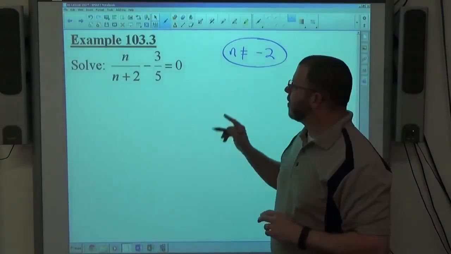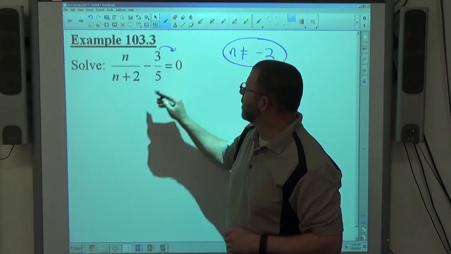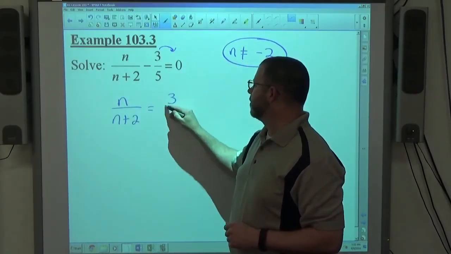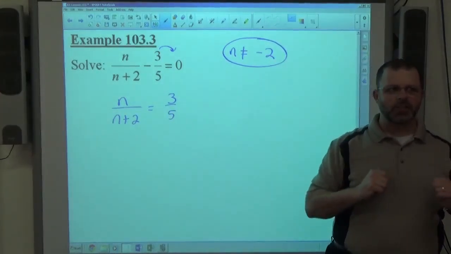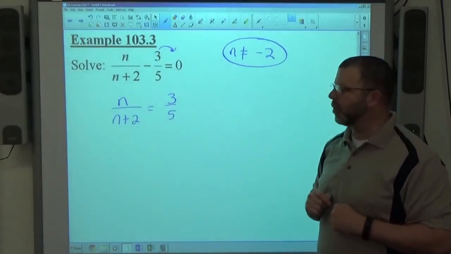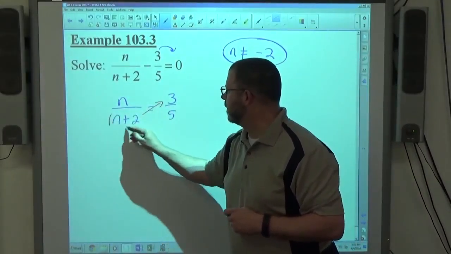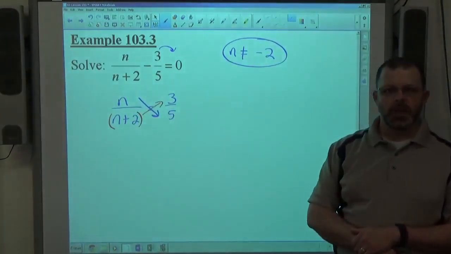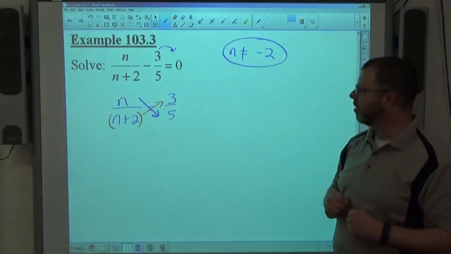One other thing I can notice about this, though, is this. It equals 0, right? If I move the 3/5 over to the right-hand side, I end up with n over n plus 2 is equal to 3/5. If I can get to the point where it's a fraction equal to a fraction, it's much easier just to cross multiply. This product here is equal to this product here. Anytime you can get a proportion, one fraction equals another fraction, that is legal to be done.